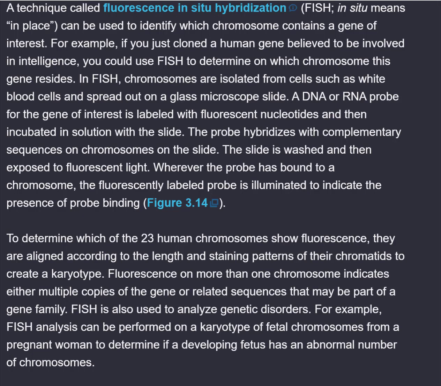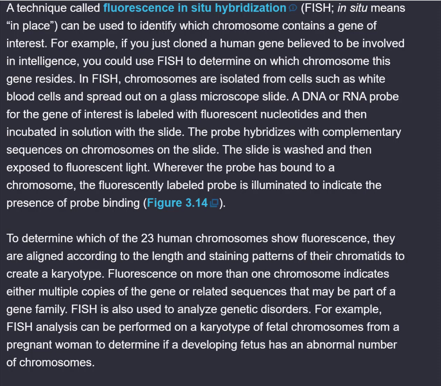In FISH, chromosomes are isolated from cells such as white blood cells and spread out on a glass microscope slide. A DNA or RNA probe for the gene of interest is labeled with fluorescent nucleotides and then incubated in solution with the slide. The probe hybridizes with complementary sequences on chromosomes on the slide. The slide is washed and then exposed to fluorescent light. Wherever the probe has bound to a chromosome, the fluorescently labeled probe is illuminated to indicate the presence of probe binding.